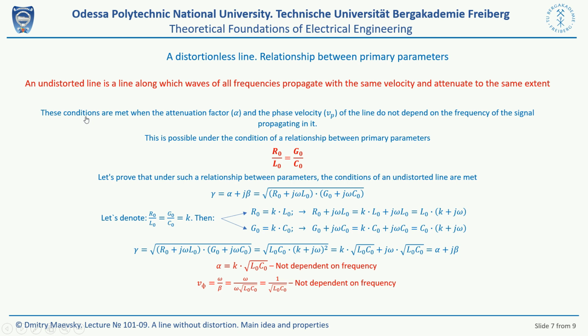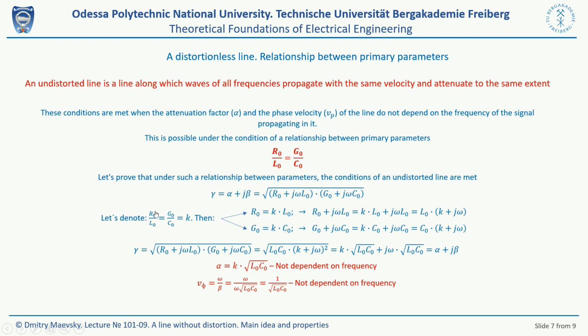It can be shown that such properties of a line arise when such a relationship is fulfilled between its primary parameters. The line resistance divided by the line inductance should be equal to the ratio of the line conductance to the line capacitance. Let's prove that with such a ratio of primary parameters, the attenuation factor and phase velocity do not depend on the frequency.